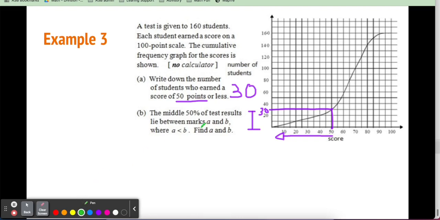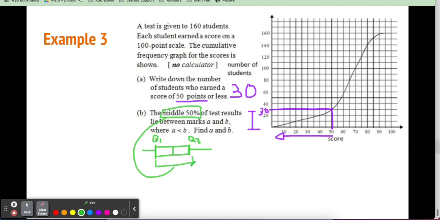For part B, the middle 50% of test results lie between A and B, and A is smaller than B. Find A and B. Okay, middle 50% of the results. What this signifies is that if we would have a box and whisker plot, the middle 50% would be the box itself. So what I'm trying to find out is what is the score between the Q1, which starts my box, and the Q3, which ends my box.